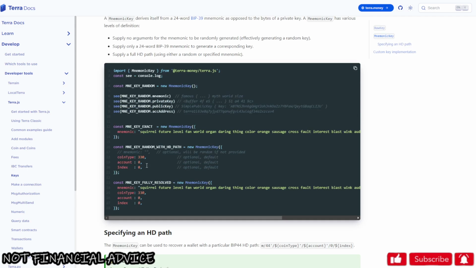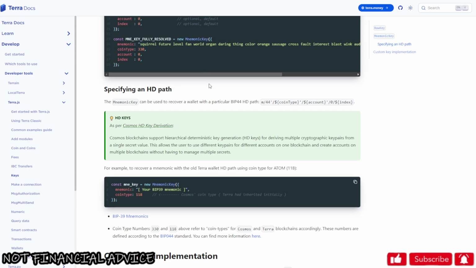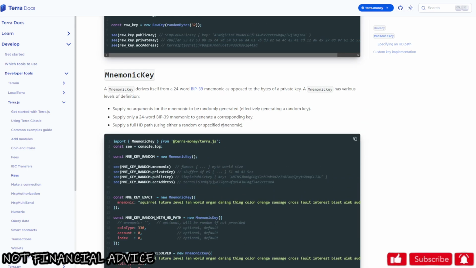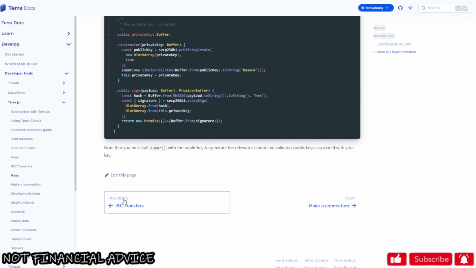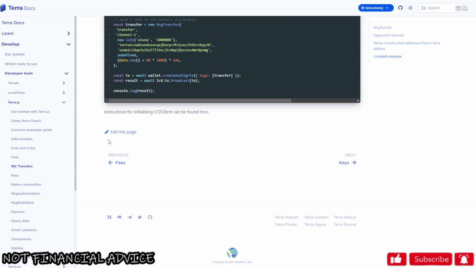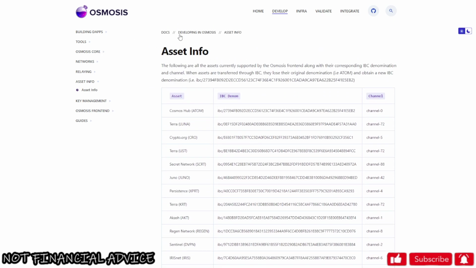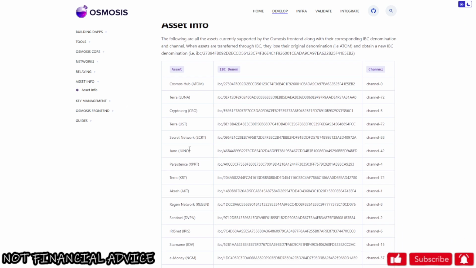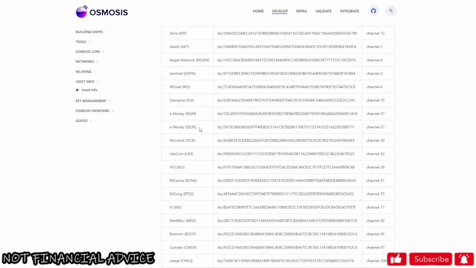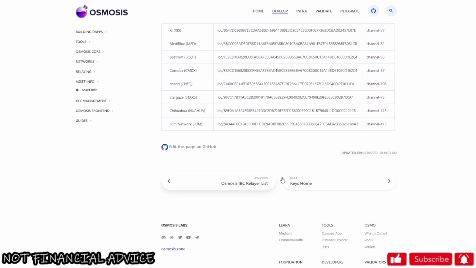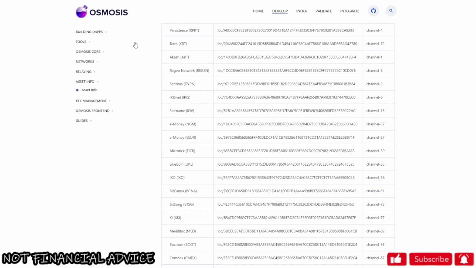There's lots of stuff in this Terra docs just about your tokenomics, like you saw at the top there. It's all good stuff, good information. You can see what this Osmosis actually supports, and you can see the IBC denom there. So you can see that all of these, like I was saying, Juno, there's so many networks that support this. So lots of stuff on this Osmosis docs, docs.osmosis.zone.